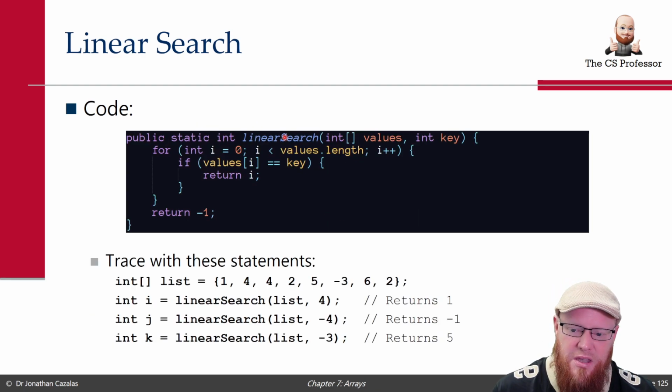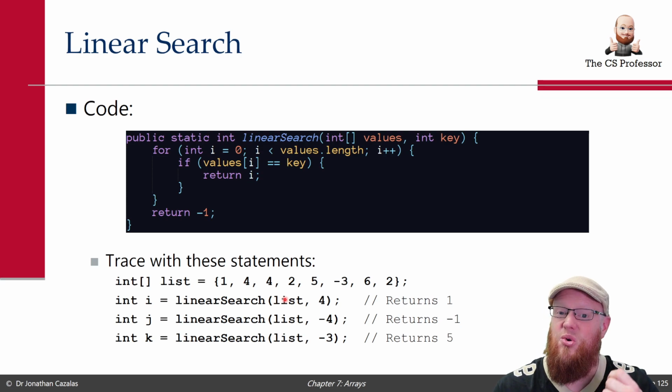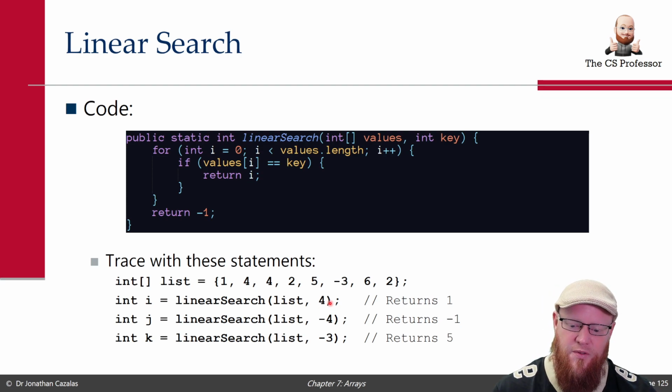So given this particular solution, if you were to trace this, given this list, 1, 4, 4, 2, 5, -3, 6, 2, given this array, we can now perform linear search. We send over the array itself, a reference to the address of that array stored where? Stored on the heap. And we send over, for example, the value 4. So what happens? It's going to check index 0. Nope, not found. Check index 1. Yes, it was found, so it returns 1.